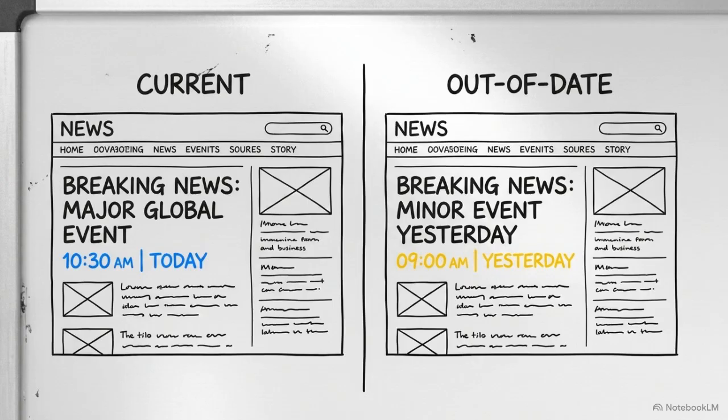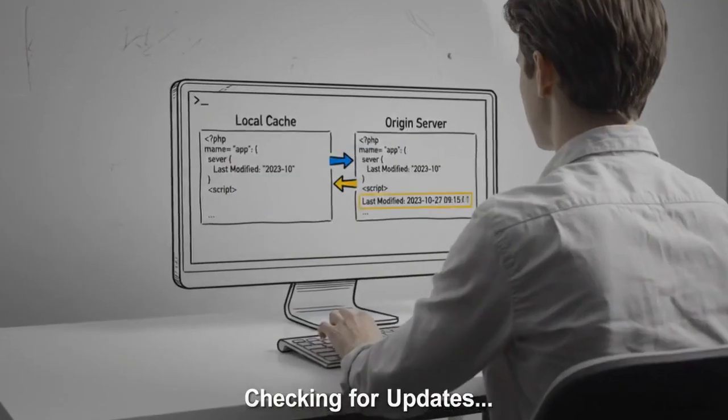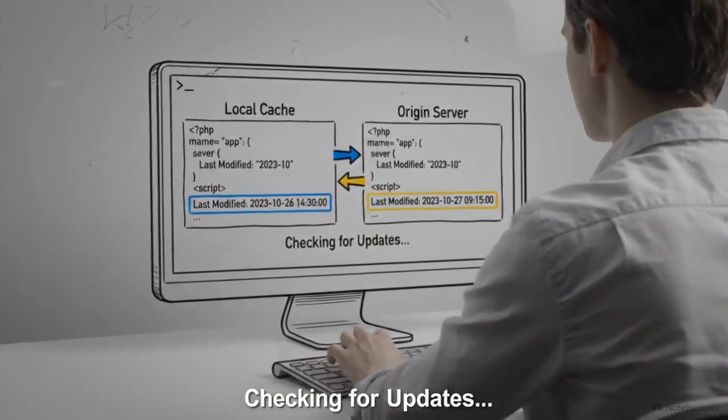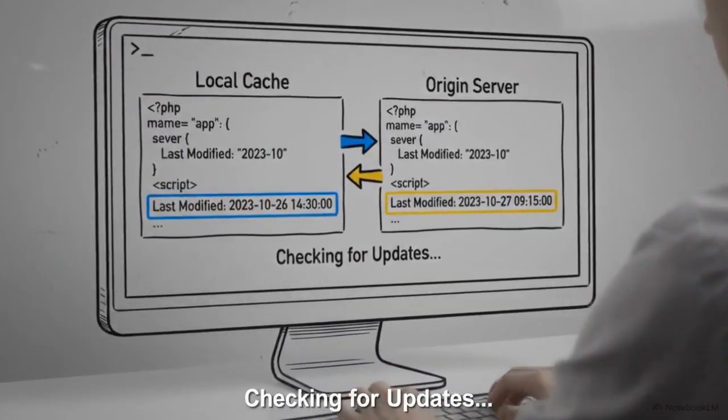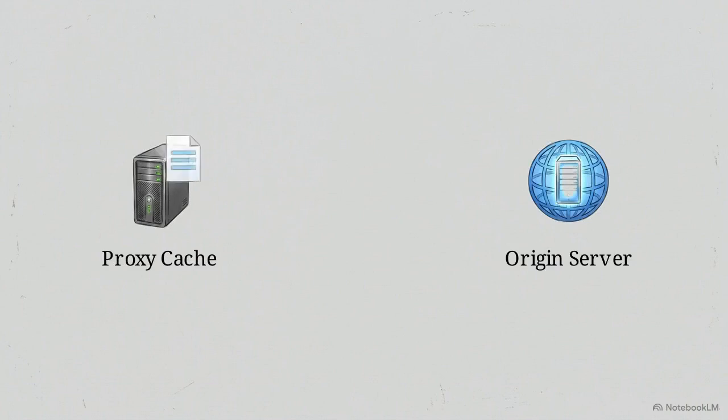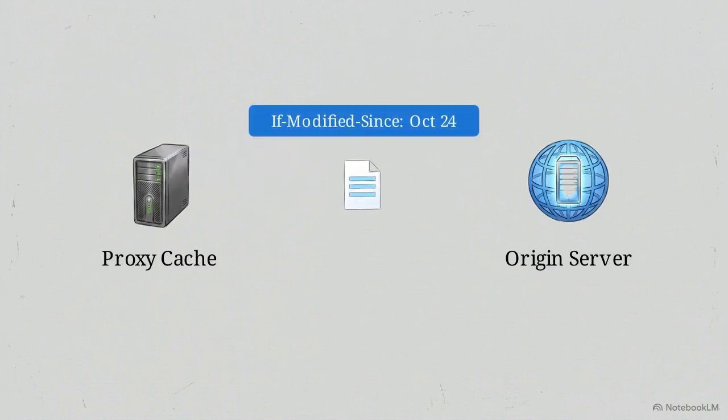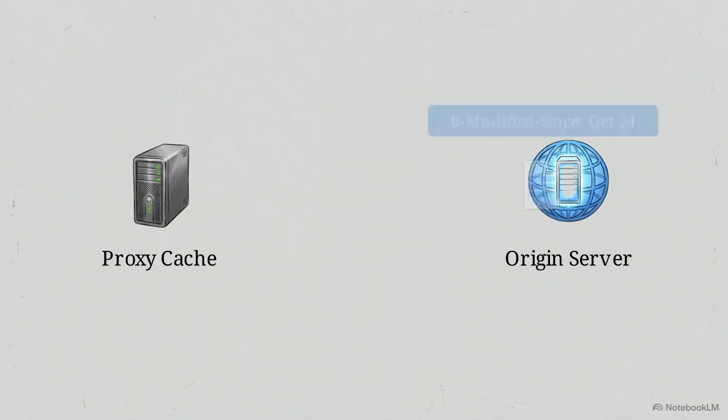But caching introduces a new data integrity issue: staleness. The cache must guarantee that the file stored on its local disks hasn't been modified on the distant origin server since it was downloaded. The protocol solves this using the conditional get mechanism. The cache issues an HTTP request to the origin server, but includes an if-modified-since header, specifying the exact date the object was originally cached.